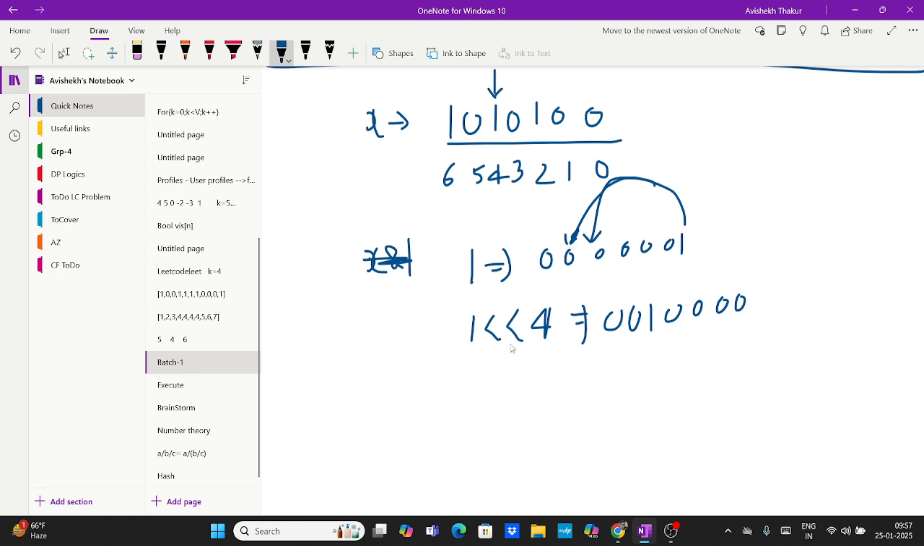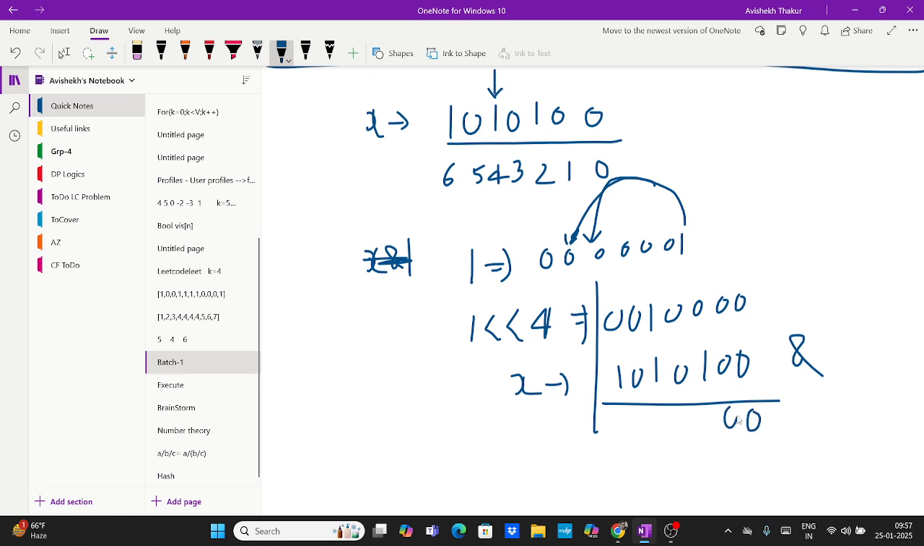If I write like this, it will become exactly that. What is our x? x is 1 0 1 1 0 0 1 0 0 0 1 0. If I do a bitwise AND, if I do a bitwise AND, we check 0 0 0 0 1 0 0.